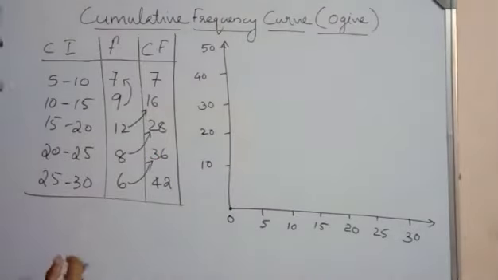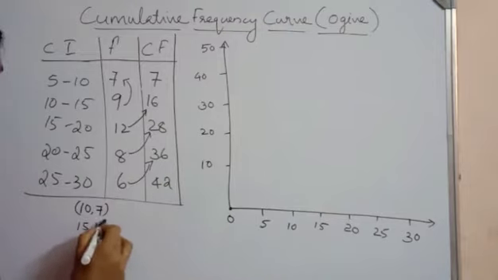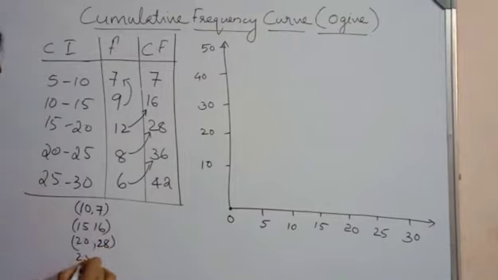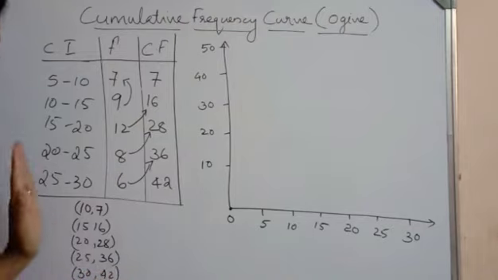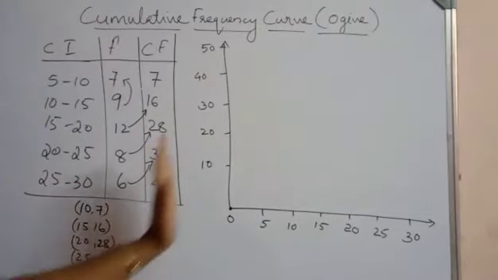Now let's write all the coordinates here. The first one is (10, 7). Then the next ones are (15, 16), (20, 28), (25, 36), and (30, 42). These are the coordinates we get when we consider the upper limit as well as the cumulative frequency. Let's plot these points in the graph.